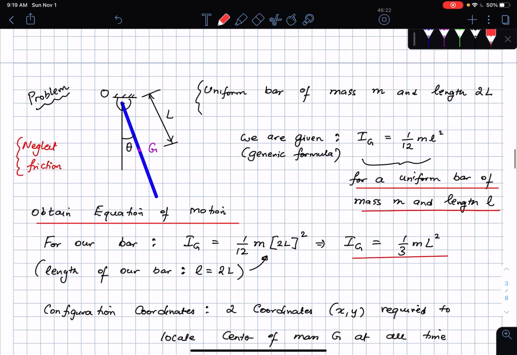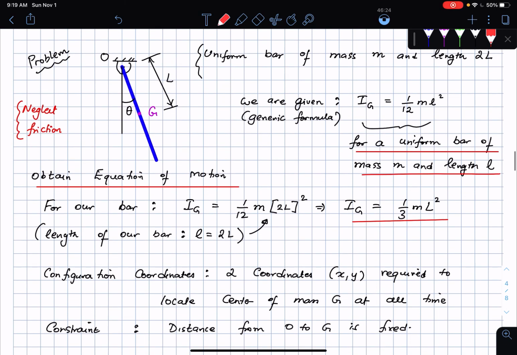A very quick problem here: a compound pendulum or a simple bar of mass m and length 2l, which is sitting and oscillating about a fixed pivot. How to come up with the equation of motion? Mass moment of inertia is given. This is a generic formula for a uniform bar of mass m and length l. We adjusted that for our bar because our length was twice the given length of the formula. Okay, so our equation looks slightly different there.